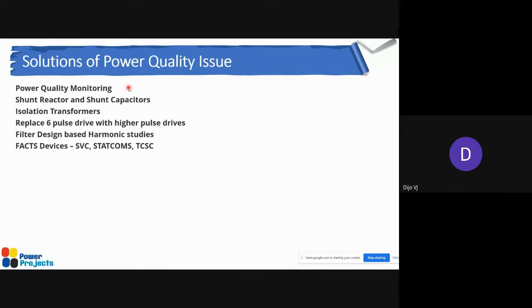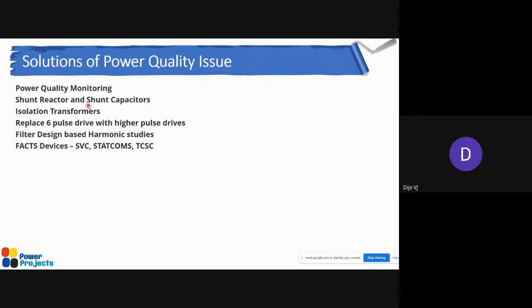Then, to control the voltage, you can put in shunt reactors and shunt capacitors. Shunt reactors can be used wherever you expect higher voltage, for example during low load. And a shunt capacitor is used wherever you expect lower voltage and a poor power factor. So to reduce the overall loading and to improve the voltage and the power factor, shunt capacitors are used in the distribution system.